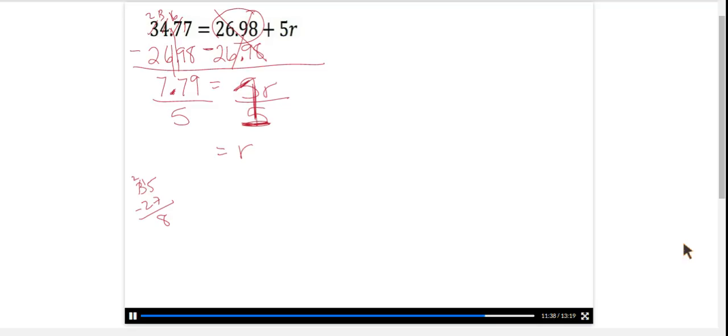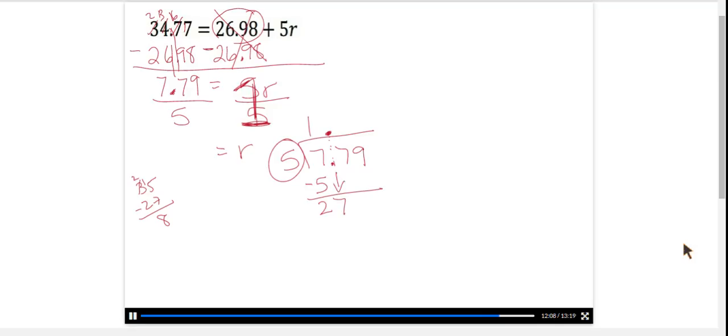So now I just need to divide 7.79 divided by 5. And look, there's no decimals in my outside number, so I don't have to worry about moving the decimal at all. I just have to make sure that my decimal travels up, and then my answer is right above where it is in that number in the house. So 5 goes into 7 one time. 1 times 5 is 5. I subtract and I get 2. Bring down the next number, which is 7.